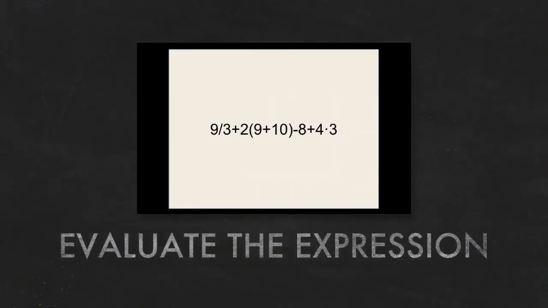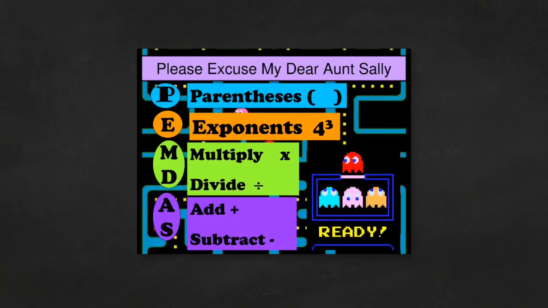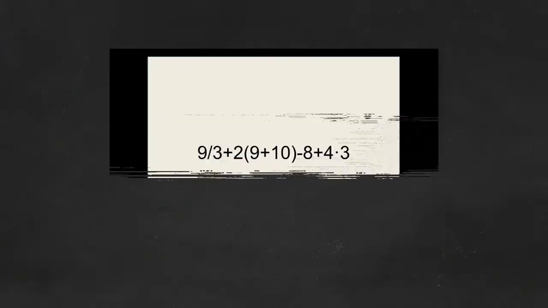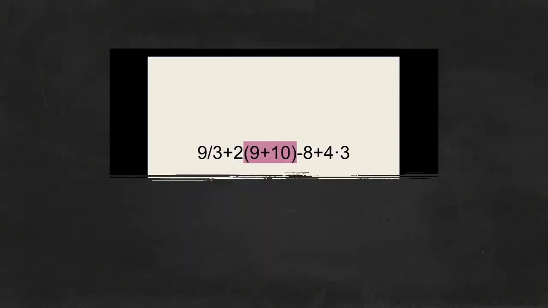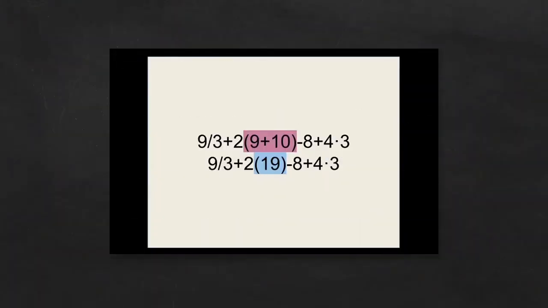Let's evaluate the expression. If there was a problem, yo, I'll solve it. Okay, please excuse my dear Aunt Sally. Let's see, what do I do first? P is for parentheses. Are there any parentheses here? Okay, there they are, 9 plus 10. Oh, I can do this. Just write down everything the same as the line above, only actually answering the parenthesis part. 9 plus 10 is 19. Okay, that's all the parentheses.